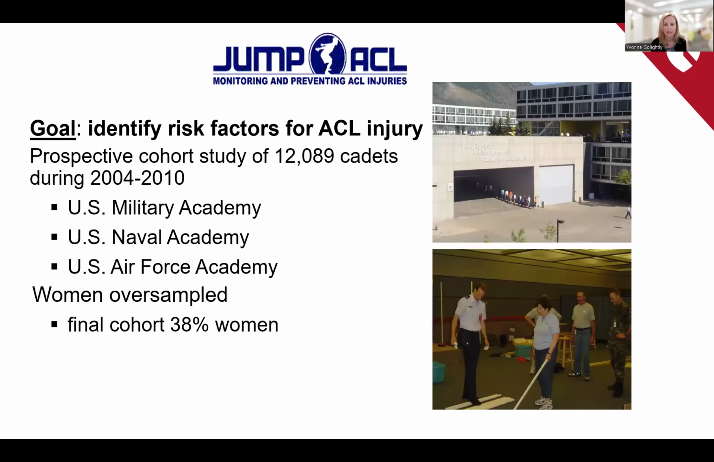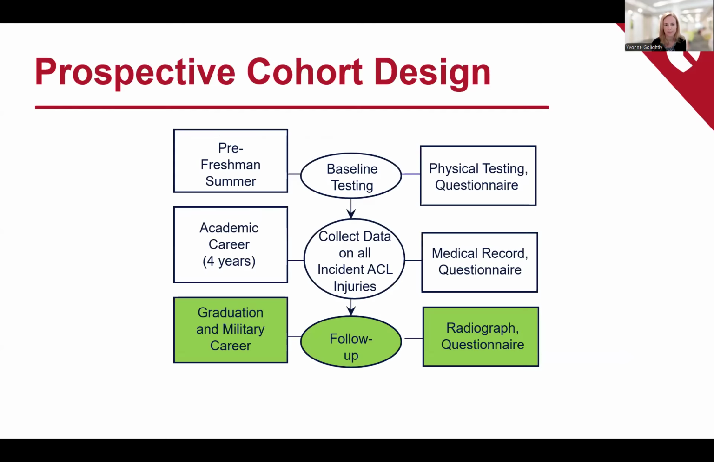And the parent study is called the Joint Undertaking to Monitor and Prevent Anterior Cruciate Ligament Injury, or JUMP ACL. And it began as a collaborative multi-site prospective cohort study of risk factors for ACL injury. It recruited individuals from 2004 to 2010, over 12,000 military cadets. And since the prevalence of women in the military is lower than it is in the general population, and because ACL injuries differ by sex, women were oversampled with a final cohort of 38% women.